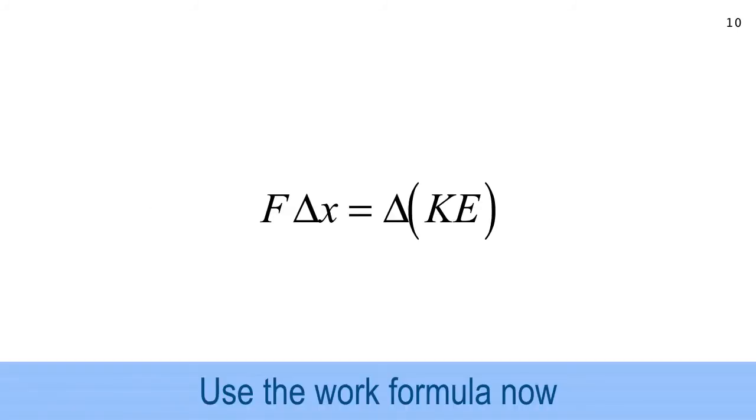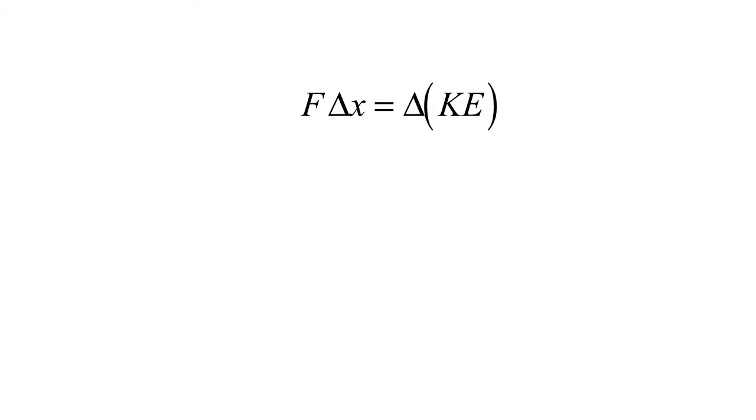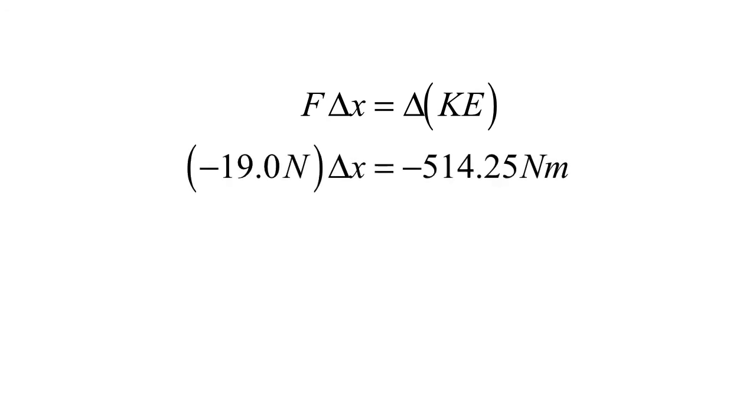So let's use the work formula. Now this is where we get delta X. We got delta KE there, and the delta X there is going to be our stopping distance. Now let me bring it up to the top here. And let's start putting in stuff that we know. We already know delta KE. We just figured that out. It's negative 514.25. So that goes in over here on the right.